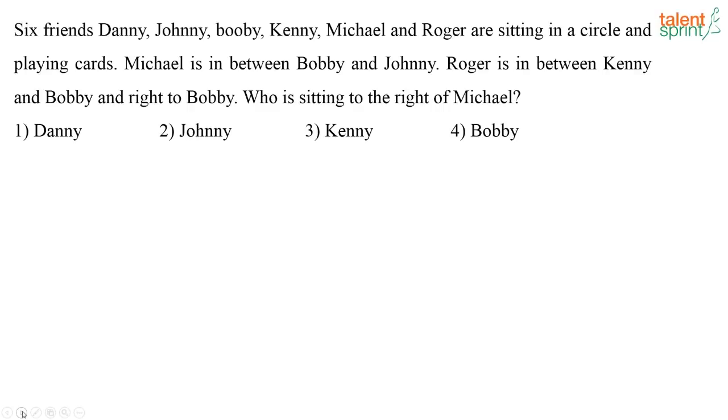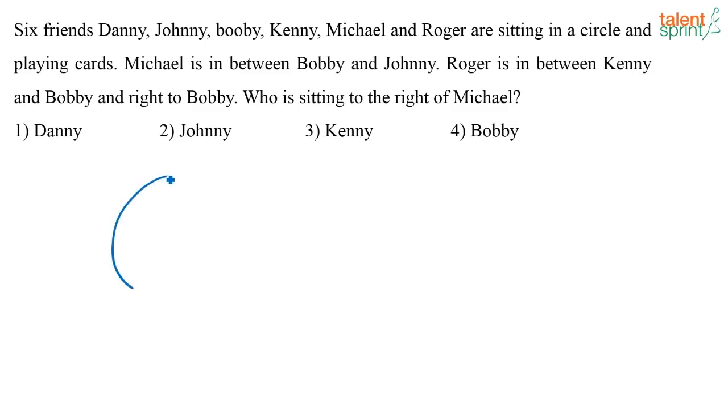So look at the first question that is there on your screen. 6 friends, Danny, Johnny, Bobby, Kenny, Michael and Roger are sitting in a circle and playing cards. Michael is in between Bobby and Johnny. Roger is in between Kenny and Bobby and right of Bobby. Who is sitting to the right of Michael? A very easy question. So how would you solve it?